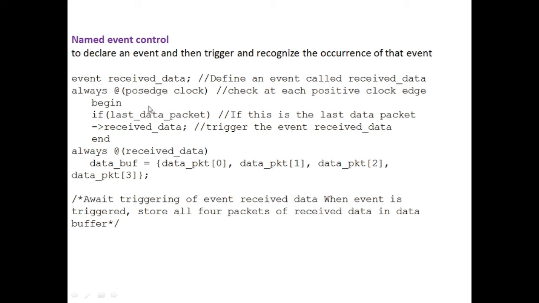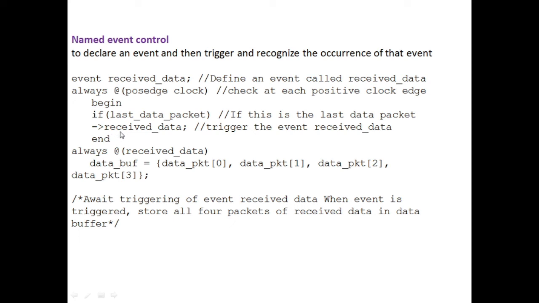From the subject point of view, I have an event called received data. That event is received data, always at the positive edge of a clock. That means only at the positive edge of a clock will I be accepting the input data. Okay, begin: if last data packet, so all the data packets have been sent and it is the final or last data packet. If it is the last data packet, an event should be executed, right?